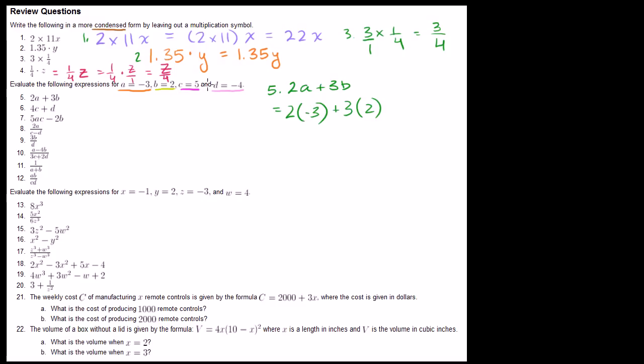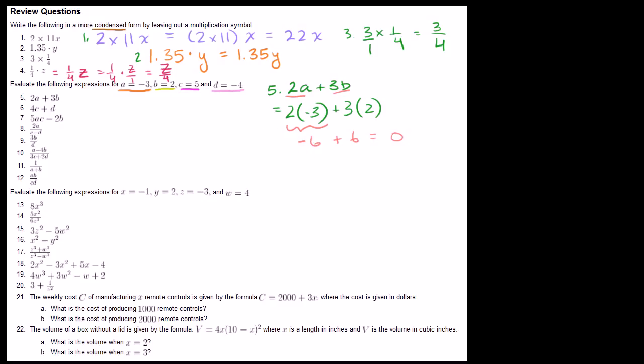And what is this equal to? 2 times negative 3 is negative 6, plus 3 times 2. 3 times 2 is 6. That's positive 6. So that is equal to 0. And notice the order of operations. We did the 2 multiplications before we added the 2 numbers. Multiplication and division takes precedence over addition and subtraction.